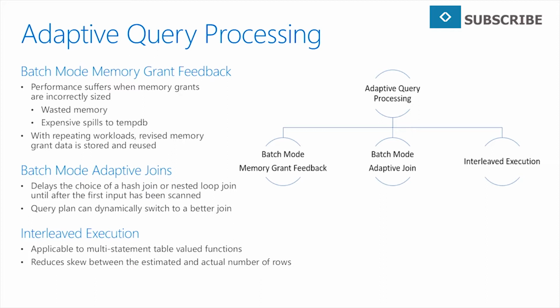The batch mode adaptive join technology allows SQL Server to defer the selection of a hash join or nested loop join until after the first input data has been scanned. Based on the initial scan, the query processor will dynamically change the query plan to use the optimal plan.